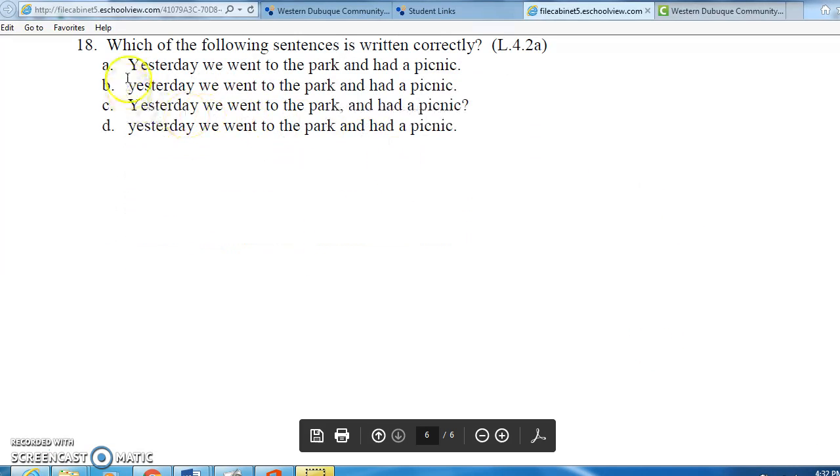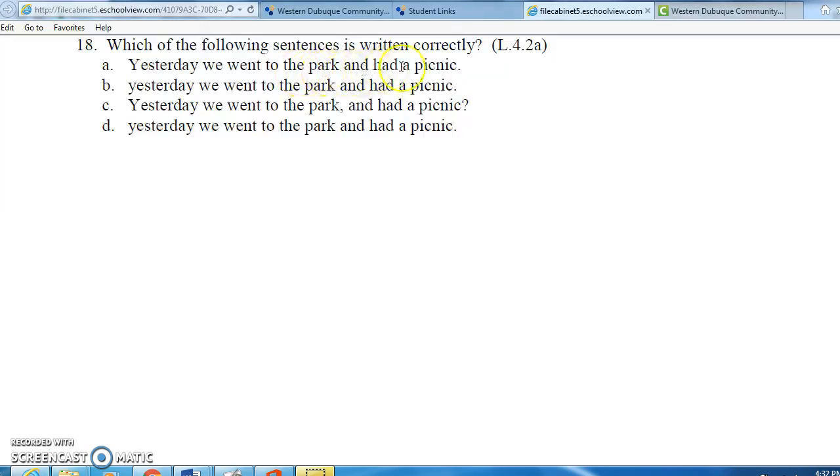Number 18. Which of the following sentences is written correctly? Yesterday we went to the park and had a picnic.